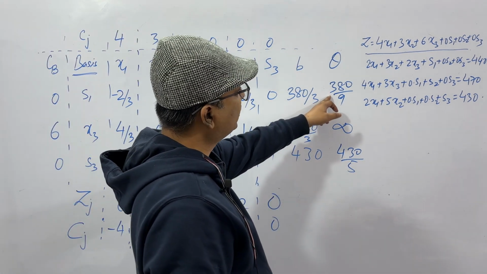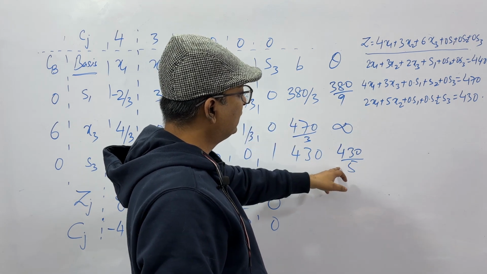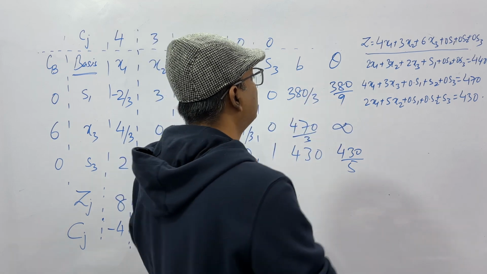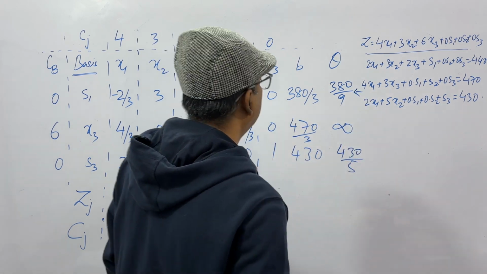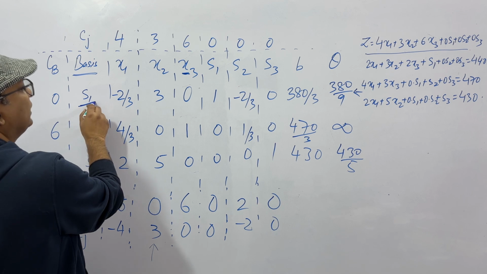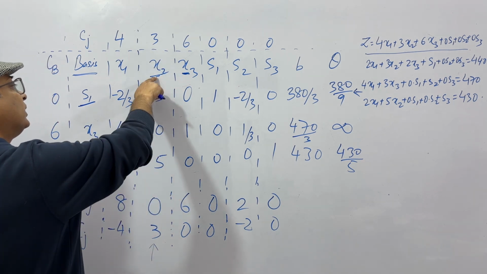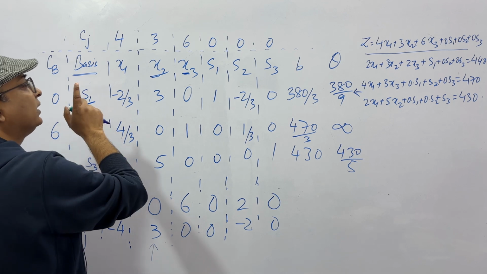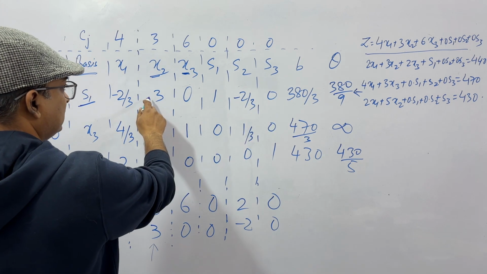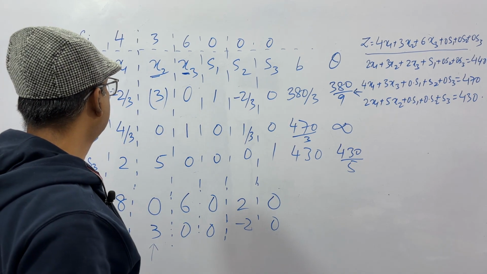Let's see, this will come to roughly 38 or something. This will be 70, 80. So this is the least value. So this is our key row. Now, key row means this is the outgoing variable and key column means this x2 is the incoming variable. So now x2 will come to this point and s1 will exit. Clear? And the key element here is this and this. So again, this is the key element. Okay.